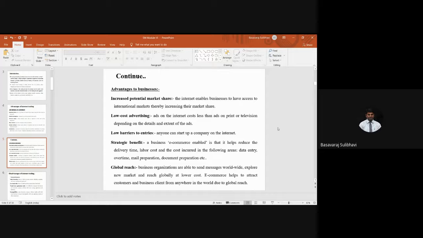Then we have global reach. As we said, you can sell a product to any customers situated in any corner of the world. The only thing is that logistics should be there. The supply or logistics help should be there to reach that particular corner. That's the only disadvantage we can say, because reaching any customer in any corner of the world over the internet is very easy, but reaching them with the product becomes a little difficult if there is no logistic support.